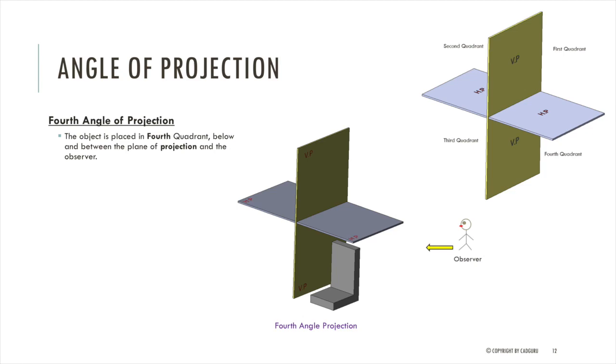In fourth angle of projection, you place the 3D object in a fourth quadrant, which means the object is below the horizontal plane and in between the plane of projection and the observer, as you can see in the picture.